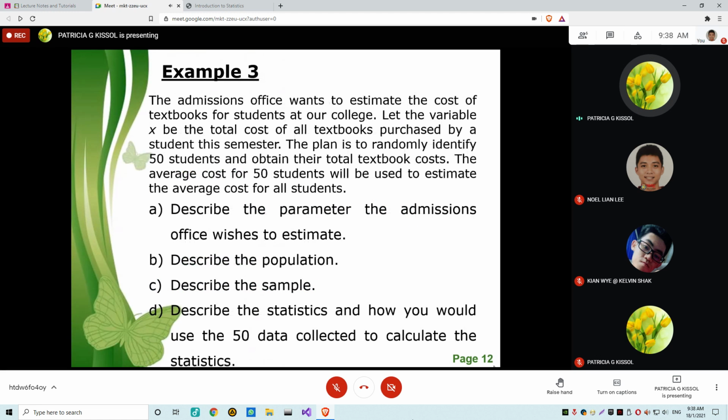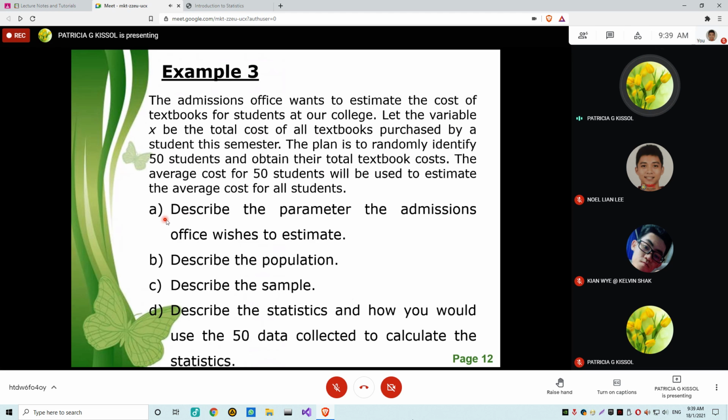So we also have example 3. This is about the admission office. They want to estimate the cost of textbooks for students at our college. We say X is the variable of the total cost of all textbooks purchased by a student this semester. The plan is to randomly identify 50 students and obtain their total textbook costs, and we use the average cost for the 50 students to estimate the average cost for all students.